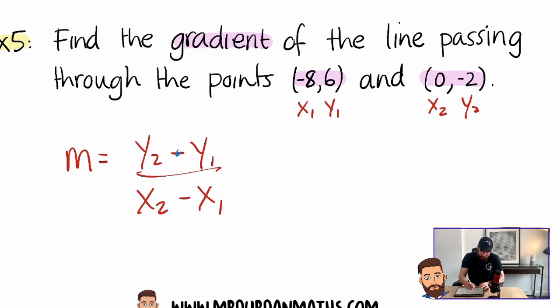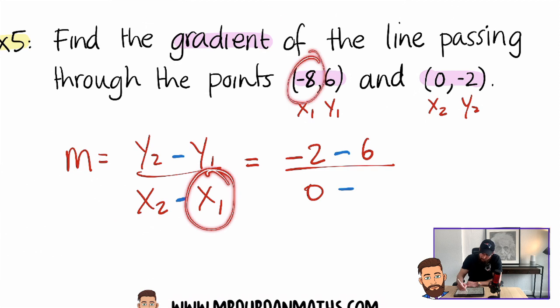So the first thing I'm just going to do here is change those negatives to a blue, so you can see what's happening. This is going to be equal to y2. What is the second y coordinate? -2. So -2. Then we're minusing. Our formula says then we minus the first y coordinate, which is going to be 6, over the second x coordinate, which is 0, minus the first x coordinate, which is -8.